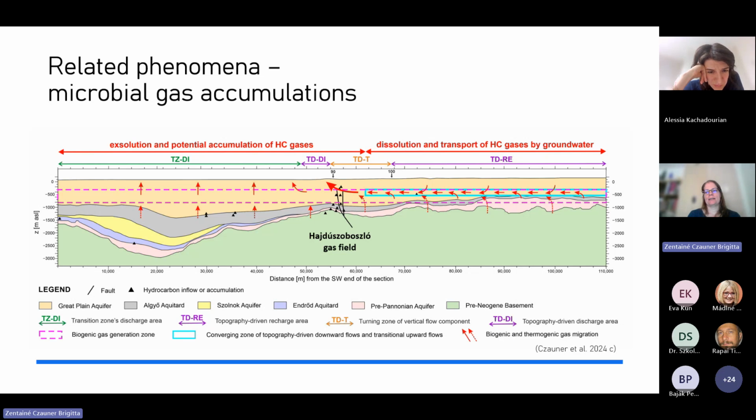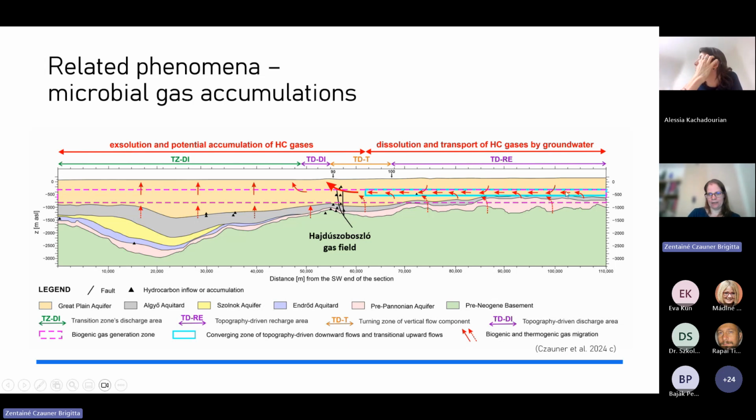And we know that these microbial gases need some focusing mechanism which can focus the migration and the accumulation of these gases to form commercial accumulations. And that's why we created a migration and accumulation model in the area.